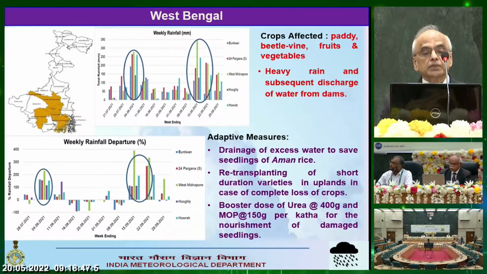So Madhya Pradesh I already mentioned, and West Bengal also you could see here in this slide. Because of the enormous amount of rain, the crops affected are paddy, betel vine, fruits and vegetables, due to heavy rain and subsequent discharge of water from the dams. Adaptive measures that were taken are listed there: drainage of excess water to save seedlings of rice, retransplanting of short duration varieties, and a booster dose of urea and MOP at 150 kilograms per katta for the nourishment of damaged seedlings.